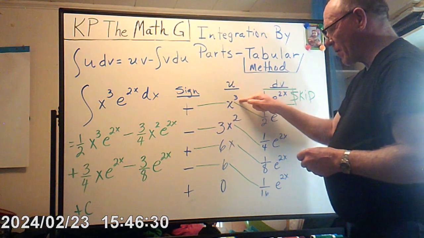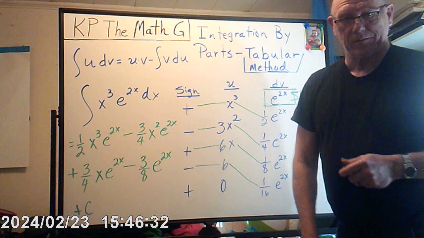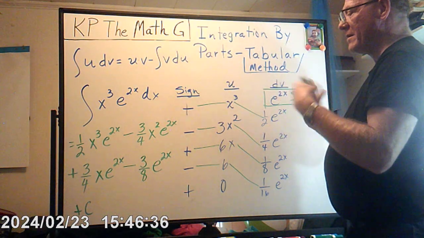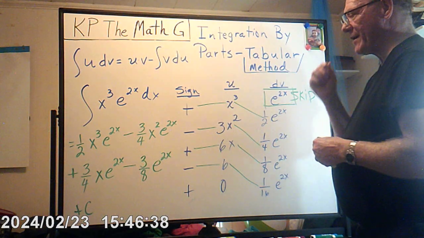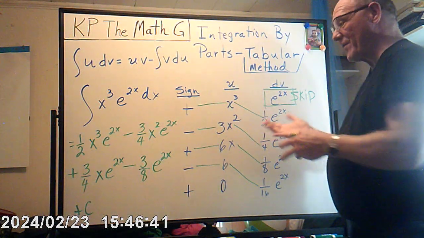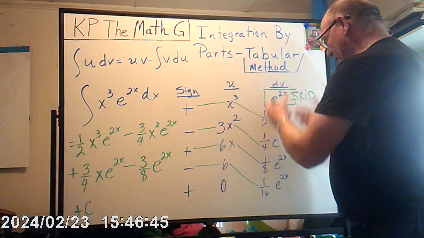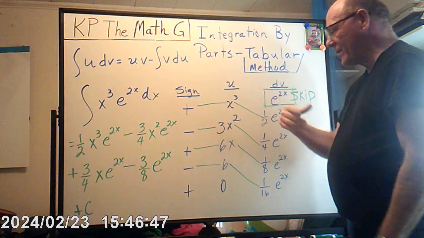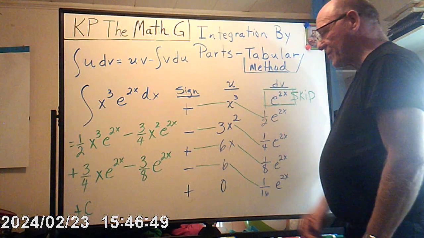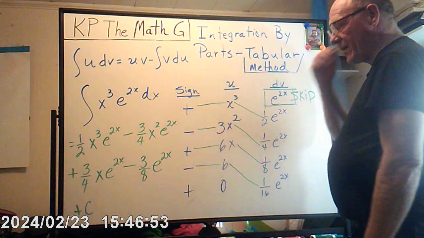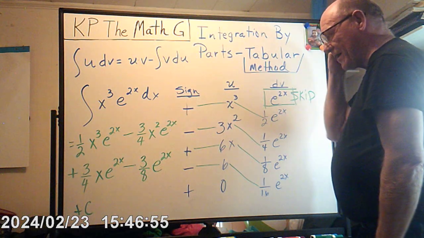The bigger the exponent, the further down you have to go. Okay, especially if you have an x to some power, you can do this by the tabular method, even if it's sine or cosine. We could do something with sine or cosine, but if you had something like x cubed cosine 2x or something, you could easily do the same thing.